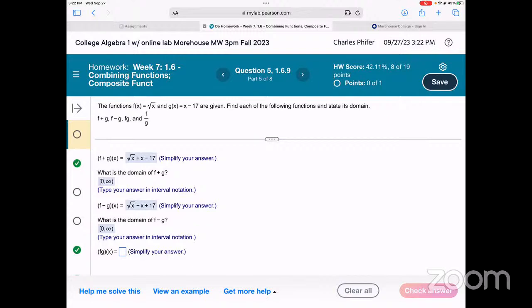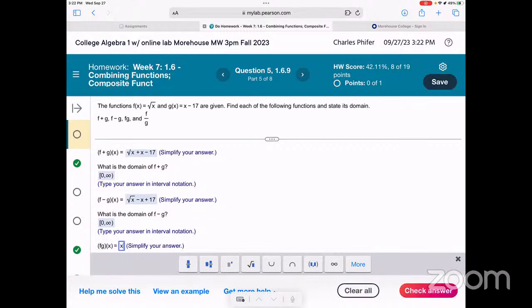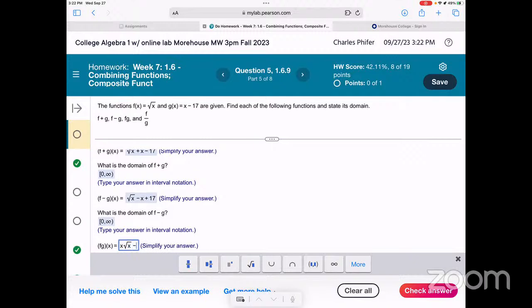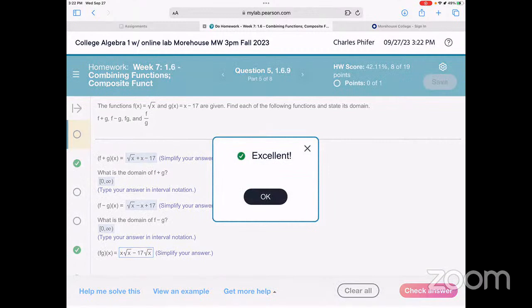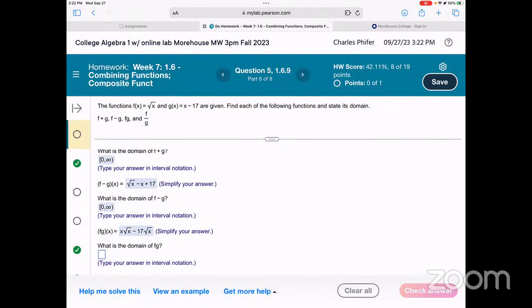Okay, f times g. So we're distributing that square root of x. I'm going to write that first one as x times the square root of x minus 17 times the square root of x. Same 0 to infinity, right? Yeah, because that's the only restriction.